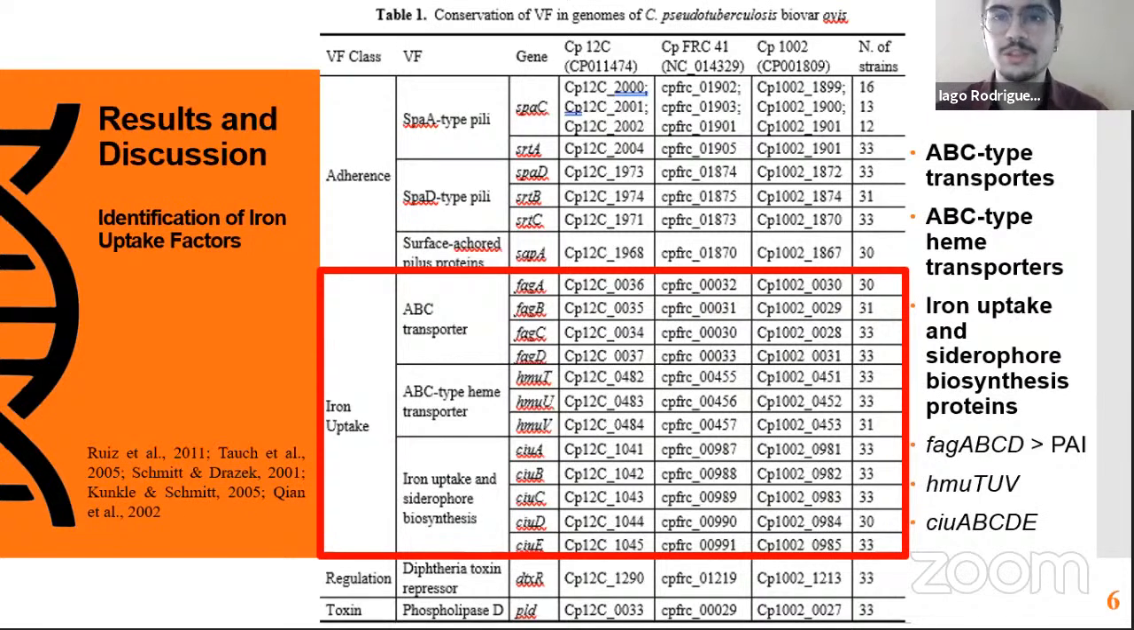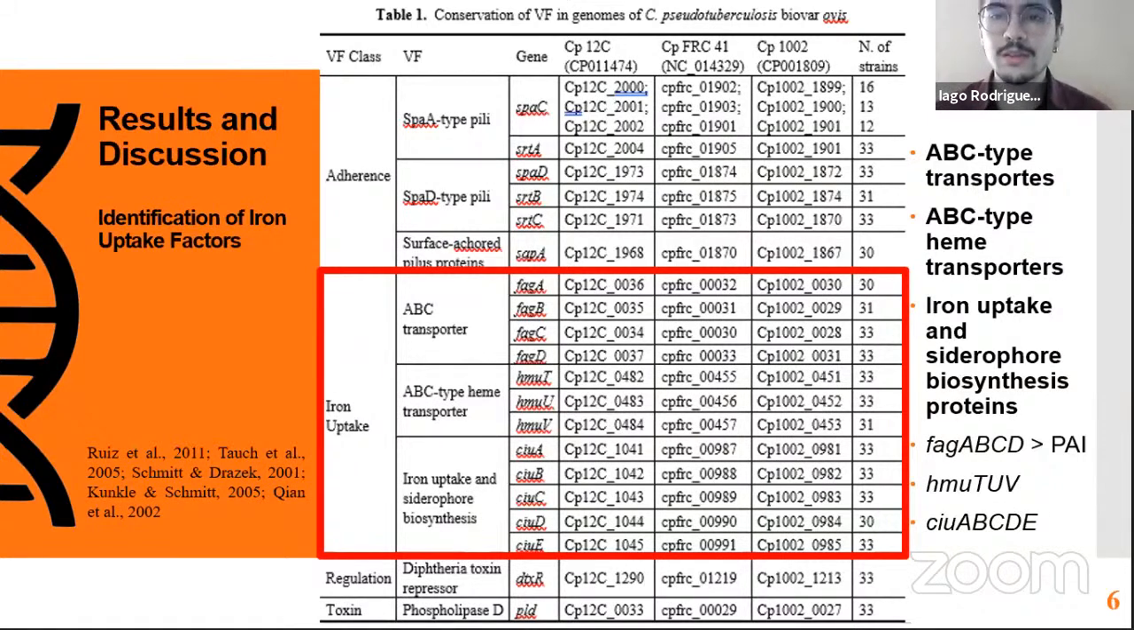So continuing, the second class of virulence factor is the iron uptake factors found in this study, which can be divided into ABC transporters, ABC type heme transporters, and iron uptake and siderophore biosynthesis factors. The first one is known for its relation with regulation of virulence factors in different bacteria, like E. coli, Shigella dysenteriae, and Vibrio cholerae, for example.